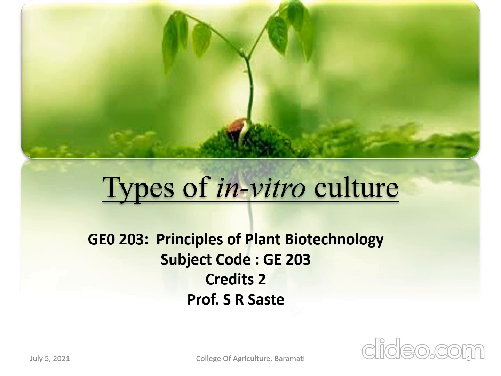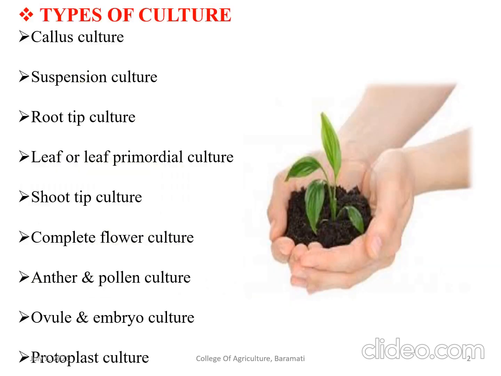Saste. In today's lecture of G203, that is Principles of Plant Biotechnology, we will be learning about different types of in vitro cultures that are there in plant tissue culture. In plant tissue culture, various cultures exist, which are known as callus culture, suspension culture, root tip culture, leaf culture, shoot tip culture, complete flower culture, anther and pollen culture, ovule and embryo culture, and protoplast culture.